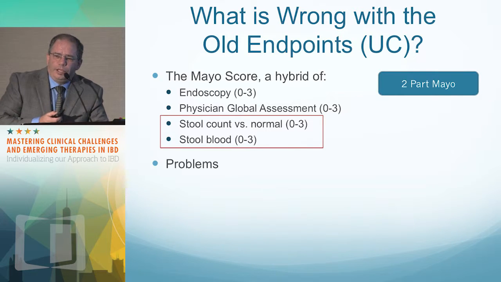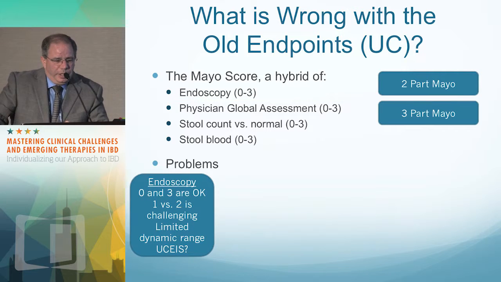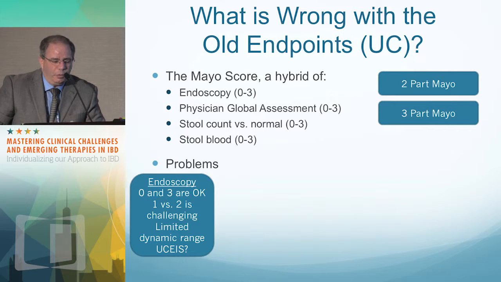And you often hear about the 2-part Mayo, which is the stool count and stool blood, or the 3-part Mayo, which includes the physician global assessment. Those are highly correlated with the entire Mayo score. So you'll hear about those occasionally in reports of clinical trials. But in terms of the endoscopy component, it's very easy to say 0, completely healed, and 3, very severe. But 1 and 2 are actually pretty challenging, and that's where recordings and central readers come in.